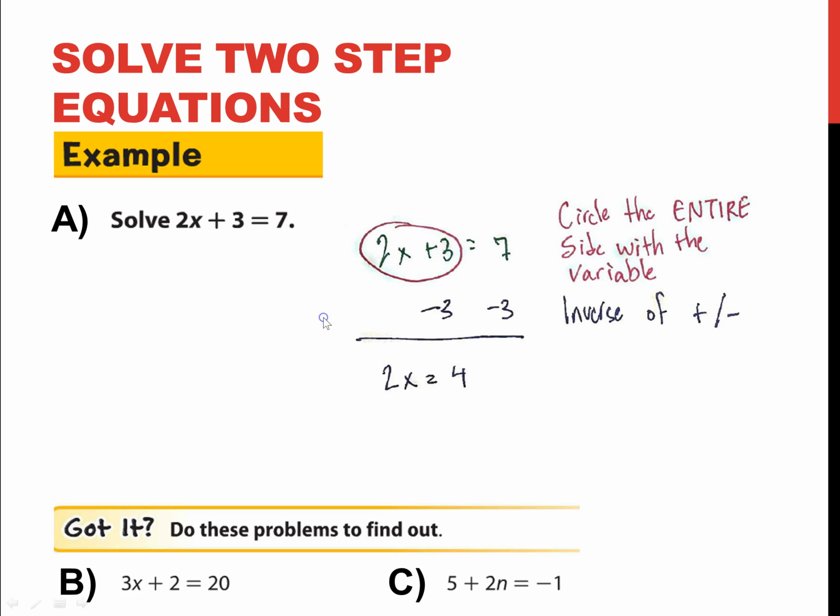Okay, so now that's moving the 3. What I do to one side, I do to the other, so 2x is equal to 4. Of course, that means I need to have the inverse of multiplication, which is division. So I divide each side by the coefficient of x, which is in this case 2, and 4 divided by 2 is 2.